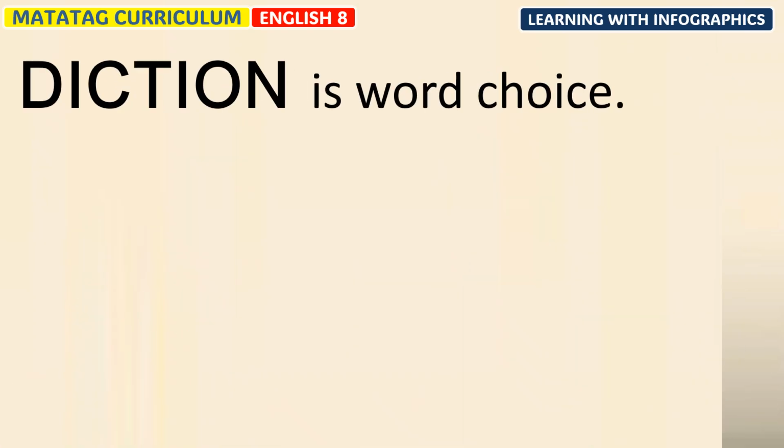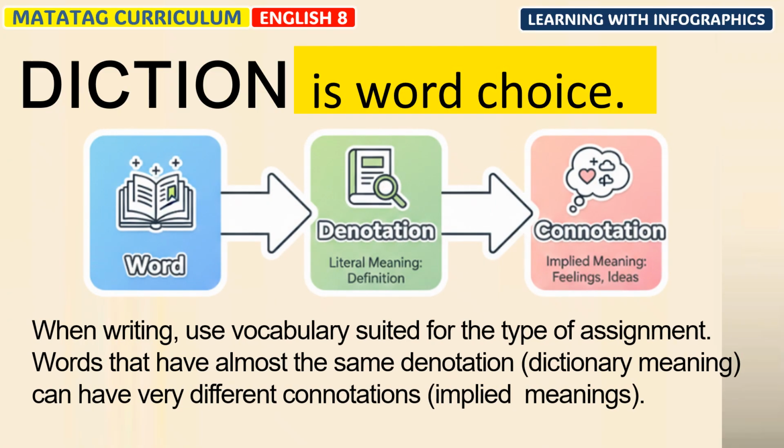Let's talk about diction. Diction is word choice. When writing, use vocabulary suited for the type of assignment. Words that have almost the same denotation, dictionary meaning, can have very different connotations, implied meanings.